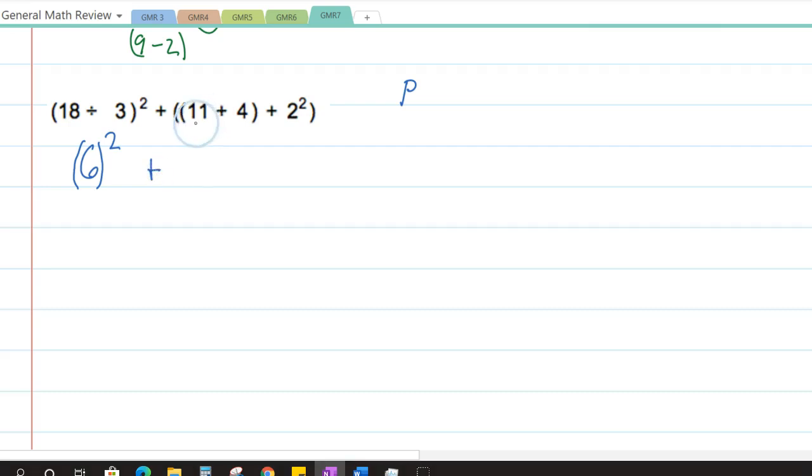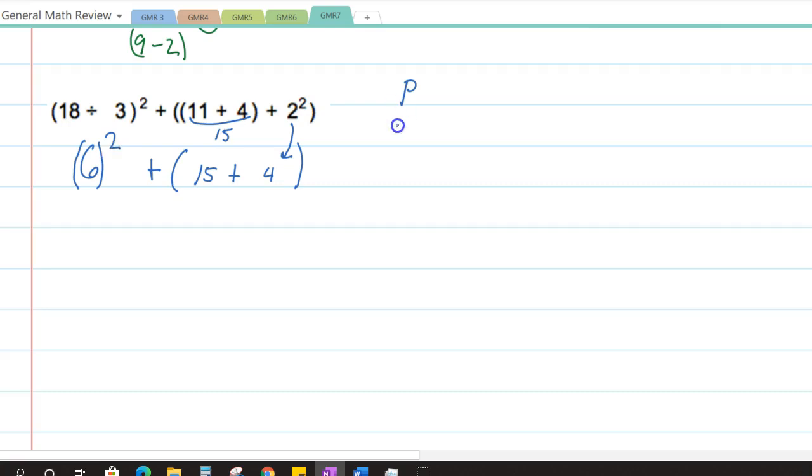Plus, here I have two sets of parentheses. 11 plus 4 is the first subset of parentheses. 11 plus 4 gives me the 15. I still have my large set of parentheses. I have the 15. Again, I don't need the second set. Plus, now I have 2 squared. I'm going to go ahead and take care of that now. The 2 squared gives me 4, and we're still inside that large set of parentheses.